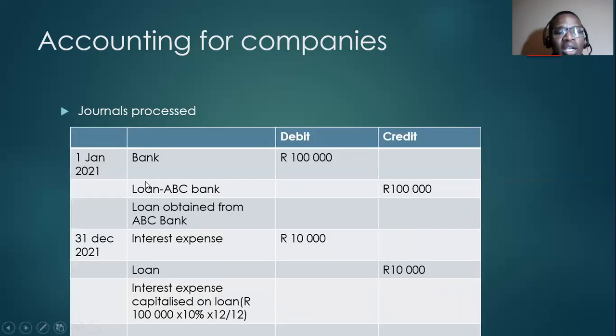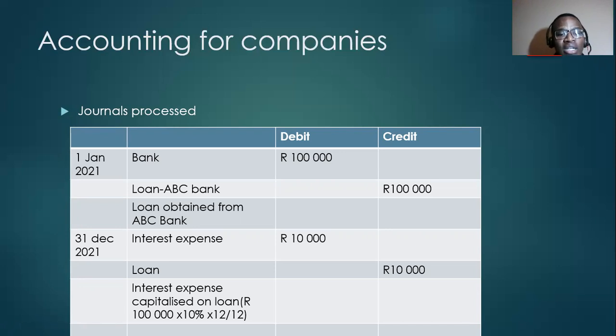Then it means on the 1 January, when the loan is being obtained, remember now you are receiving cash in your company. It means it's going to increase your bank. A bank is an asset. An asset increases in the debit side, right? So it's going to be debit bank, credit loan. Why? Because a loan is a liability. A liability increases on your credit side, right?